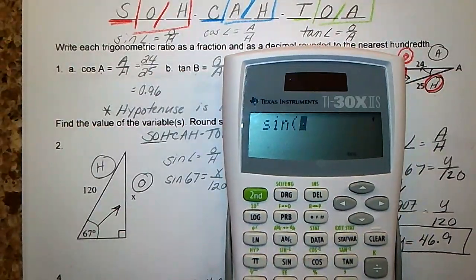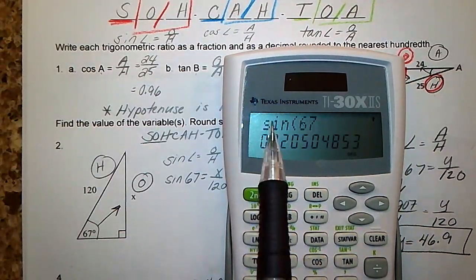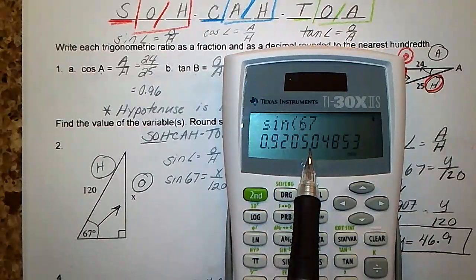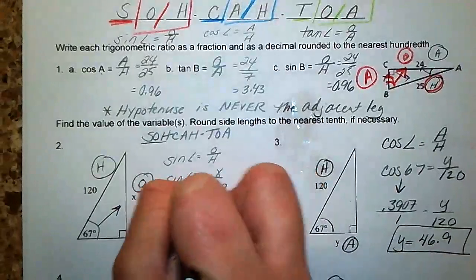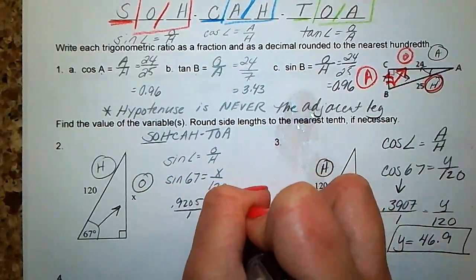Okay, so just like we did before with our tangent lesson, we're going to our calculator. We're going to use the sine button this time. So the sine of 67 is equal to 0.9205. Again, we're going to round that off to 4 decimal places. 0.9205. I told you to put that over 1.